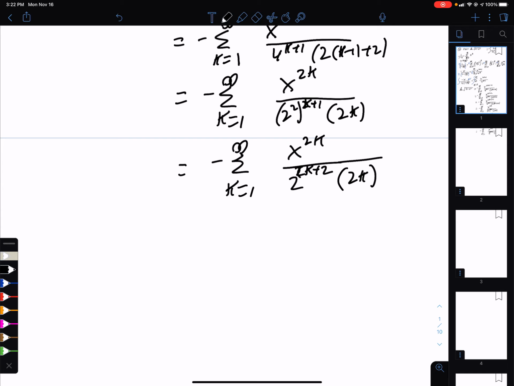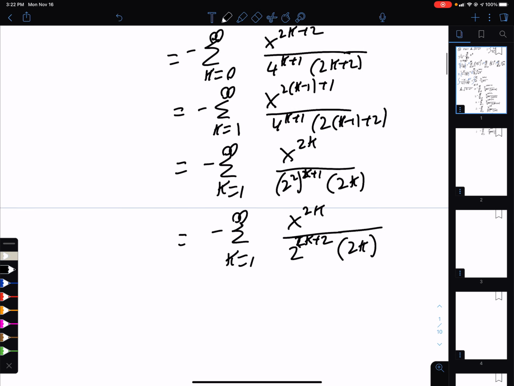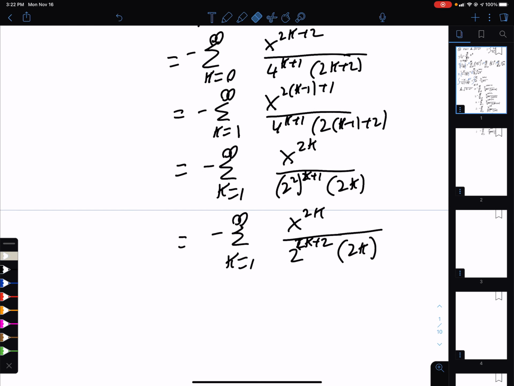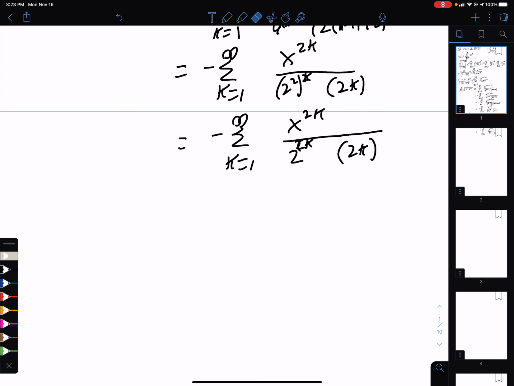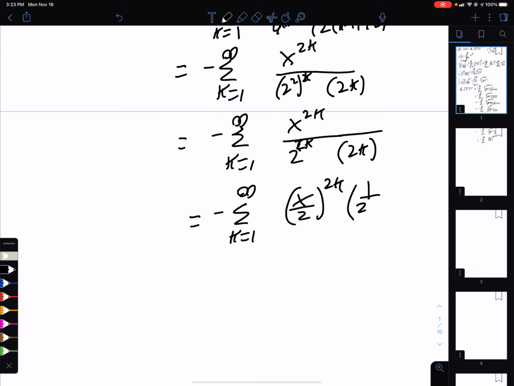Let me think here. Let me pause. Actually, I just realized something. I didn't replace this k with a k minus 1 with the other ones, leaving this now just being k and that being 2k. Okay, that's much better. So I have that final form. Now, since both of these are to the 2k power, I could do this. x over 2 to the 2k and 1 over 2k.